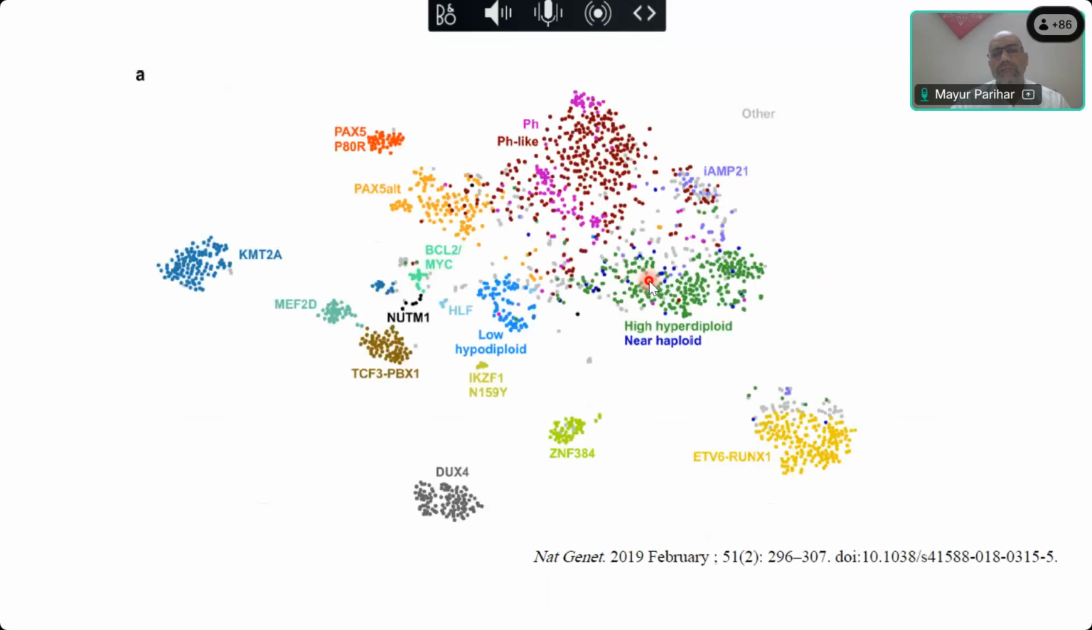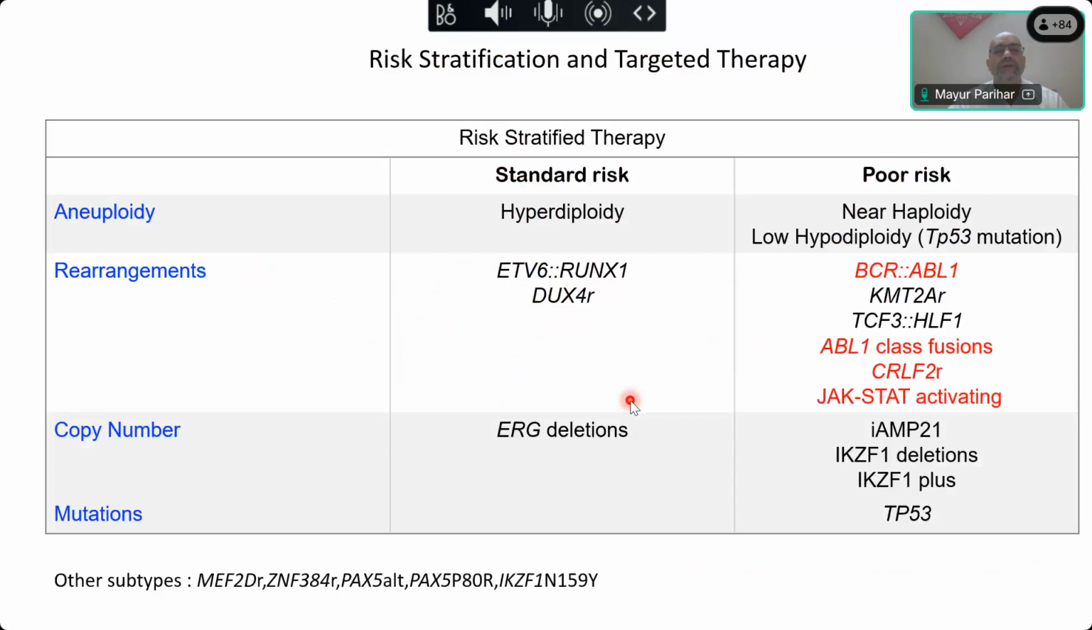Now, with the advent of next generation sequencing and high throughput sequencing technologies, by using RNA sequencing, at least 26 to 28 different types of ALLs have been identified, right? Now, sitting here with the resources, do you go about identifying all of them? Well, at least you should identify those which are important for risk stratification of therapy, like the hyperdiploid, the good risk ETV6-RUNX1. Copy numbers, you have to identify the ERG deletions, which indicate a DUX4 rearrangement.